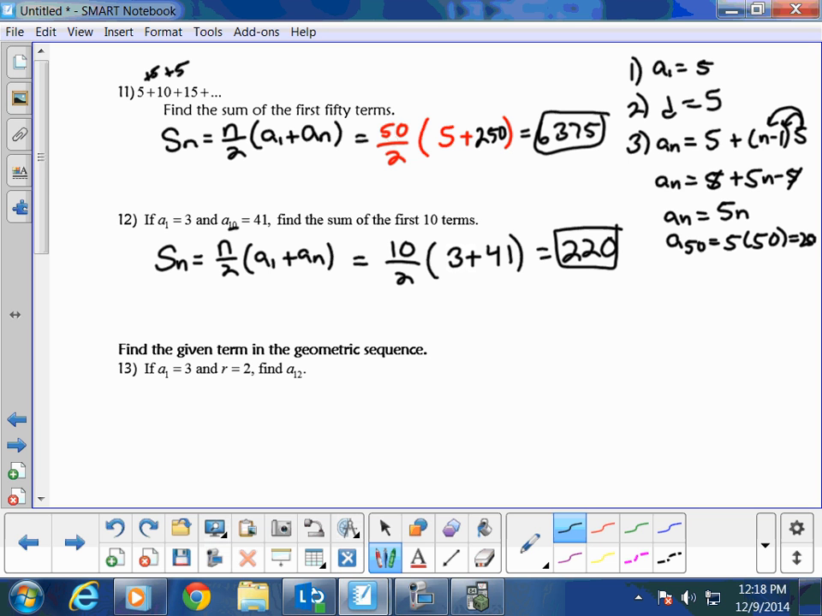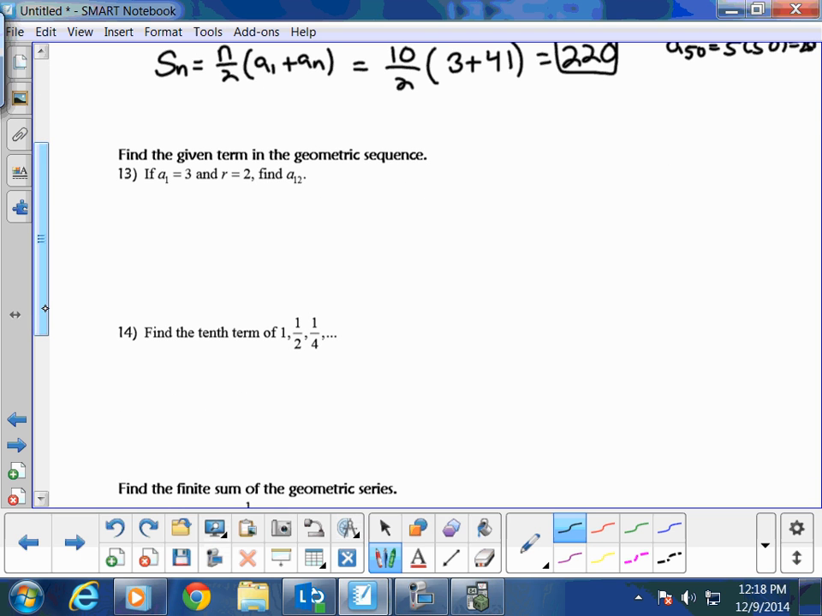Let's now find the answer for question 13. This one we're going to move to geometric. Geometric has a slightly different equation in order to find the summation. Actually, no, they want you to find the given term, not the summation. So we're going to find the given term, and for this we will be using a set of equations.